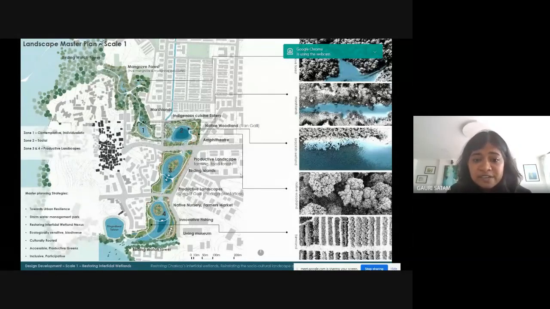I have also integrated, so the native woodlands would be probably closer to the Kandivali industrial estate, where they give shade to, where the people from the industrial estate could come in the afternoon and sit here. The productive landscapes are closer again to the community, where they have been envisaged as farmlands, horticulture lands, and fishing grounds also. I have also given a native nursery to promote the native biodiversity, as well as a farmers market to create local food cycles. Towards again an accessible productive greens and an inclusive and participative planning, importantly.